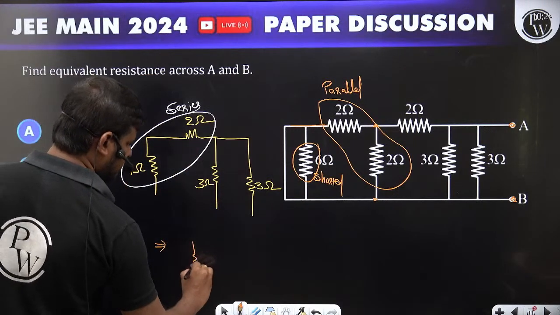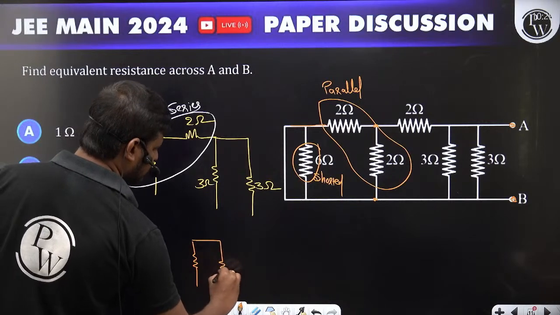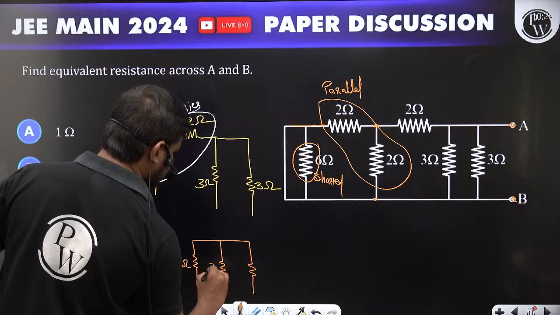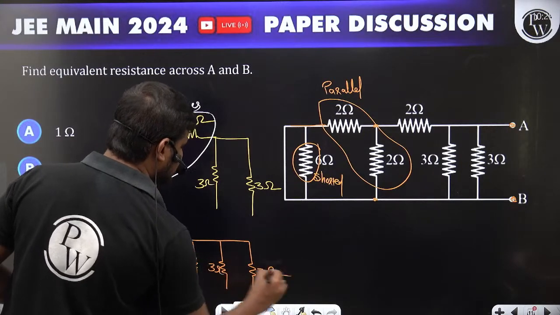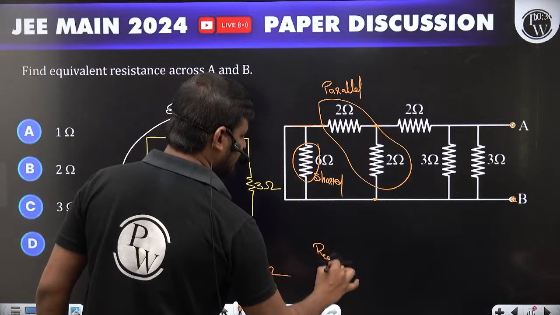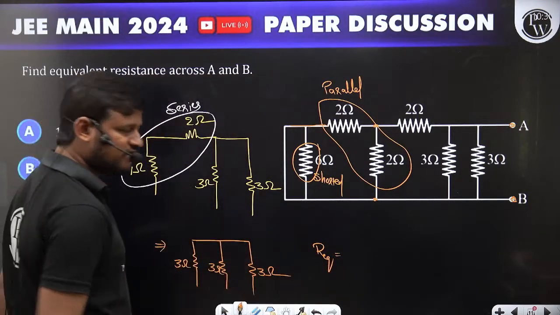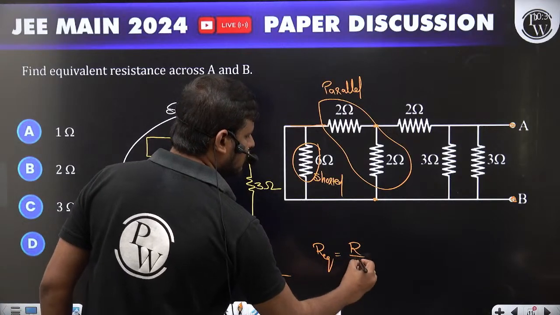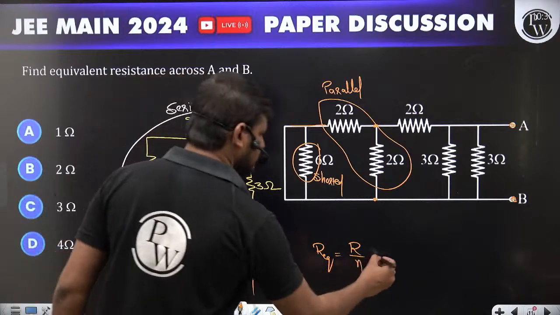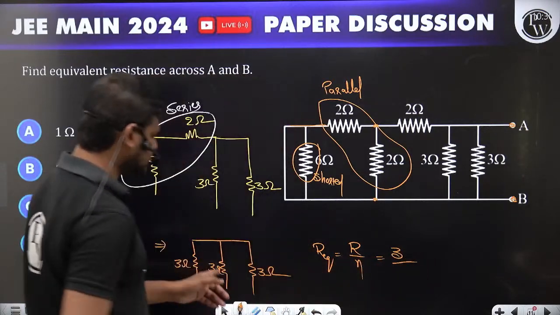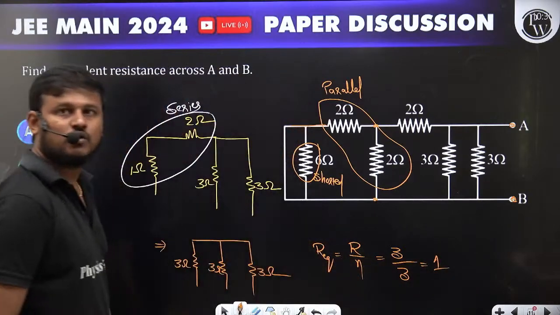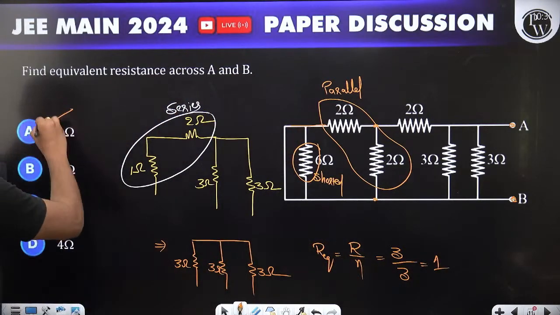So here a 3 ohm resistor will come, and here a 3 ohm resistor, and here one more 3 ohm resistor. So 3 ohm, 3 ohm and 3 ohm. All these 3 ohms are in parallel. So the final R equivalent will be, if an equal number of resistors are in parallel combination, R equivalent will be R by N. So what is the R? 3. How many resistors are in parallel? 3 resistors. So 3 by 3, 1 ohm. So the final answer will be 1 ohm.